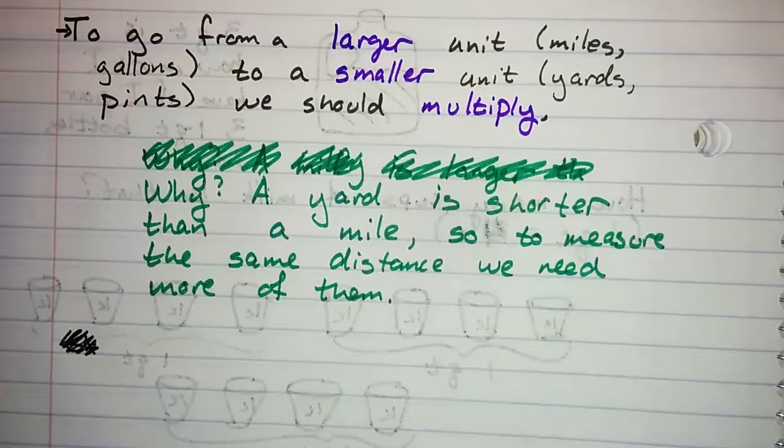Now, the tricky part here is deciding whether we want to multiply or divide, and keeping track of all of the numbers. In the next video, we're going to see a technique for keeping track of both of those things, called dimensional analysis.